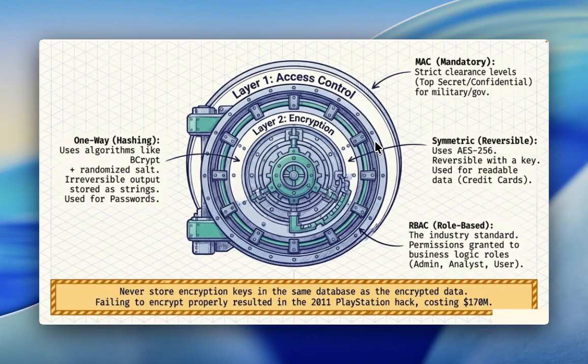One-way hashing, used with something like bcrypt, first randomizes, then sorts into an unreadable output stored as a string, used for passwords. Layer 1, access control. Layer 2, encryption. MAC, mandatory access control, is strict, with clearance levels like top secret, used in the military. Symmetric reversible encryption uses AES-256 with a key, used for readable data like credit cards. RBAC, role-based access control, is the industry standard: permissions are granted to roles like admin and user. Never store the encryption key in the same database as the encrypted data. Failing to do so improperly secured the data in the PlayStation hack, costing 150 million.